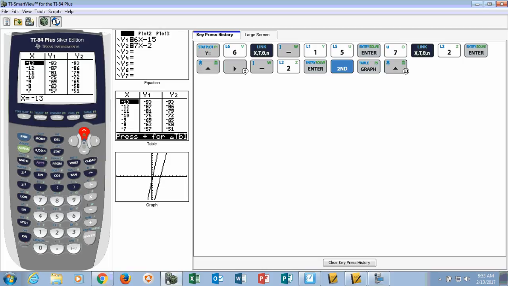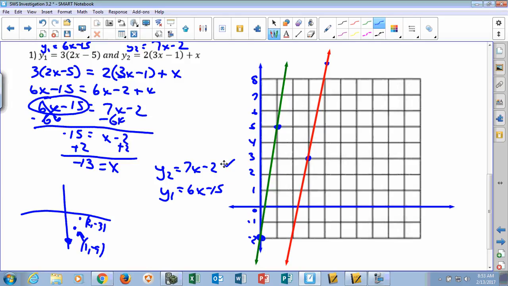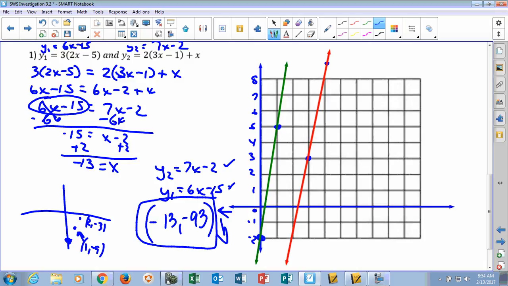Yes? So basically when I plug negative 13 into both these equations, I get negative 93. So negative 13 and negative 93 is the one point where these two lines meet. So it's way over here and then way down. Okay? So these lines intersect at one point, which means they have one solution. The point where they share is the one where they meet.